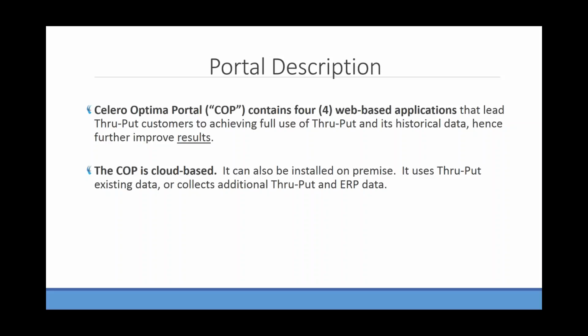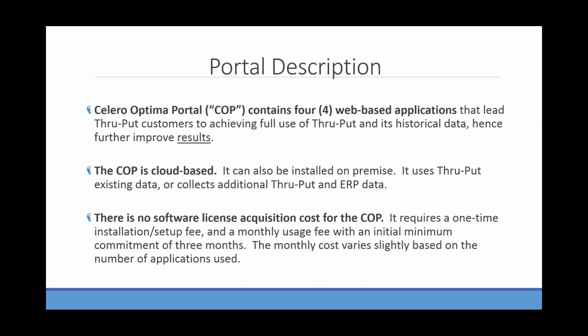Okay. The COP is cloud-based. It can also be installed on premise, but the information we extract and put on our server and can be accessible to anybody authorized in your company is pretty benign. There's no engineering or heavy proprietary information that we're extracting. So usually people will go with the cloud-based option. It uses throughput existing data, and you'll recognize it here in a second. And it also collects additional throughput and ERP data in certain cases.